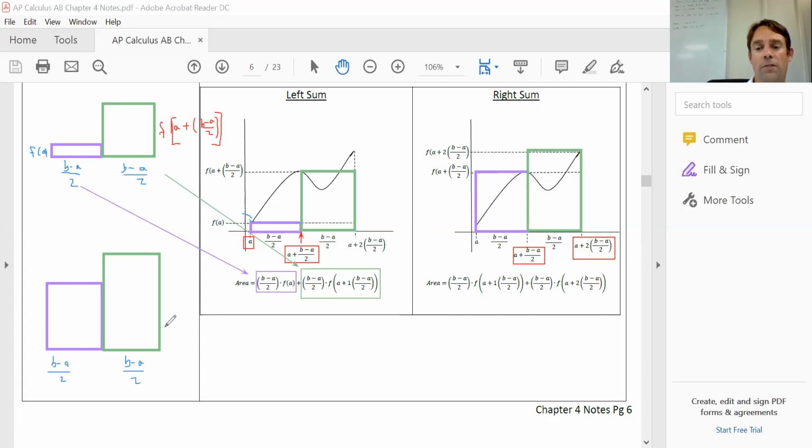But they're using the right value instead of the left value. So that means this is F of A plus, I should use a bracket on that, B minus A over 2.